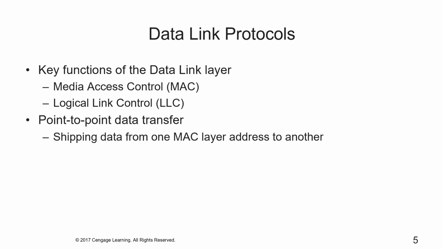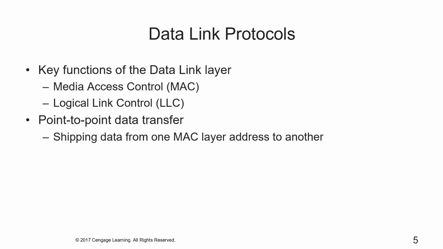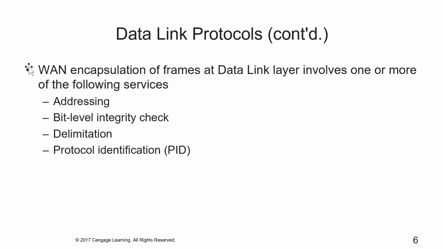So, in data link protocols, the key functions of the data link layer: we talk about MAC, or Media Access Control, and the Logical Link Control, or LLC, as well as point-to-point data transfer. So we're shipping data from one MAC layer address to another. WAN encapsulation of frames at the data link layer involves one or more of the following services: addressing, bit-level integrity checks, delimitation, and protocol identification.